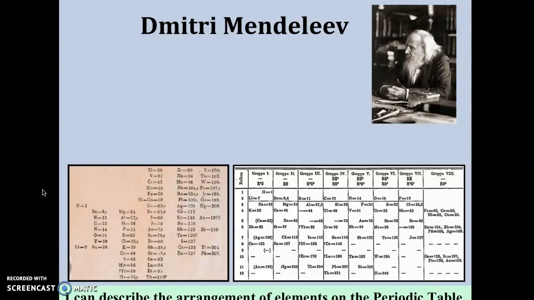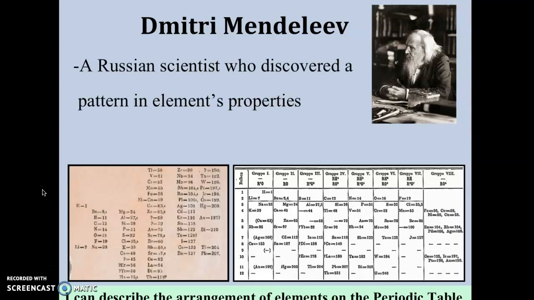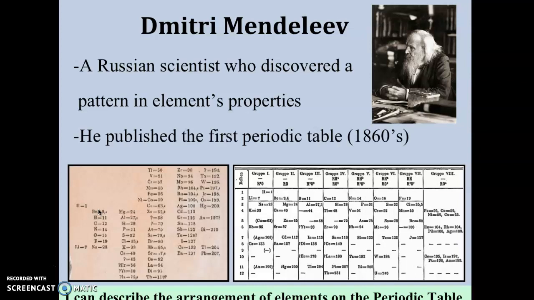Dmitry Mendeleev is the scientist who's referred to as the father of the periodic table. He is a Russian scientist, and he is the one who discovered that there were commonalities between some of the different elements. As he was grouping those together, he looked at their atomic number and was able to align some of the different elements. And he published the first periodic table in the 1860s.